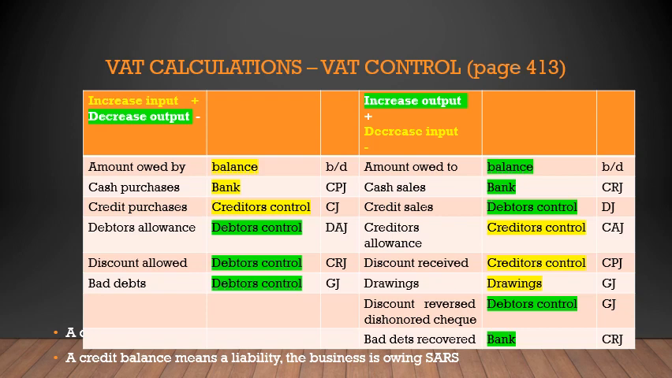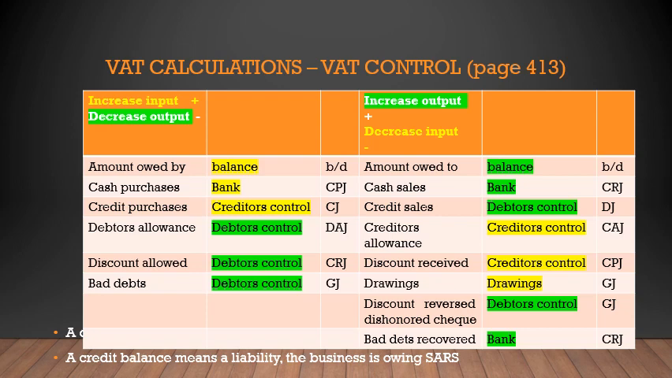When we balance this account, the type of balance will tell us whether it is a liability or an asset. A liability means payable, an asset means receivable. The amount owed at the beginning, that is input, is on the debit side. Cash purchases, the details, I have highlighted. Sometimes with the VAT control you need to know the details, but I've also indicated the journal. You will read on page 413. It can guide you on this account.